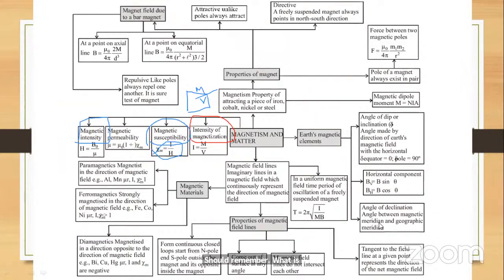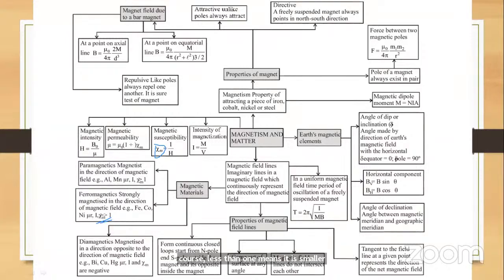They may ask about magnetic susceptibility, also named chi. This symbol is called chi, and its value is greater than 1 for a paramagnetic. For a ferromagnetic, it is very much greater than 1. For a diamagnetic, it is less than 1, of course, meaning it is a smaller value.